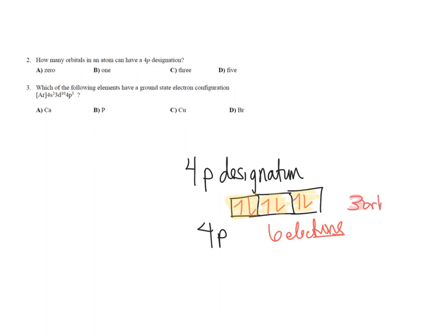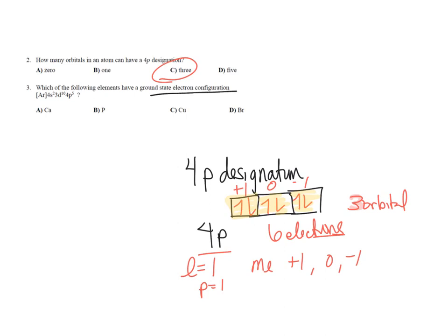3 orbitals. And this correlates to if L equals 1, because p is 1, then m sub L is a plus 1, 0, minus 1. This could be a plus 1, 0, minus 1. So the answer is 3.